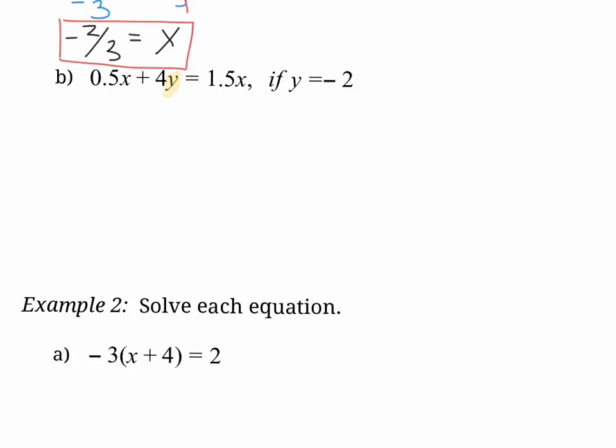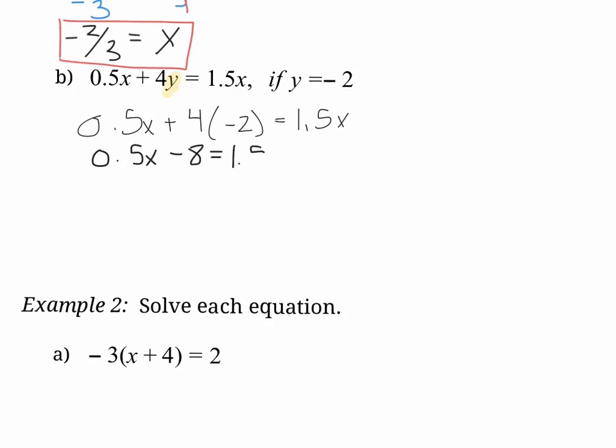We have 0.5x plus 4, and instead of y, I'm going to put negative 2, is equal to 1.5x. I'm going to simplify quickly, make this pen a little bit bigger. So we've got 0.5x, and then 4 times negative 2 is negative 8, is equal to 1.5x.